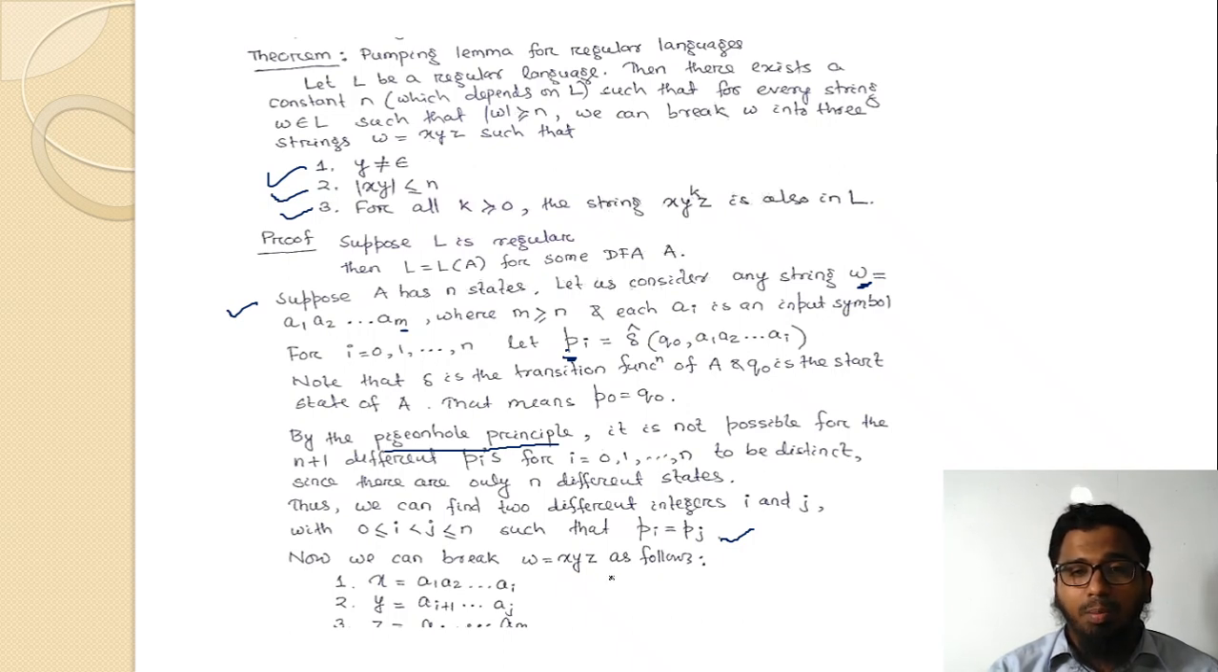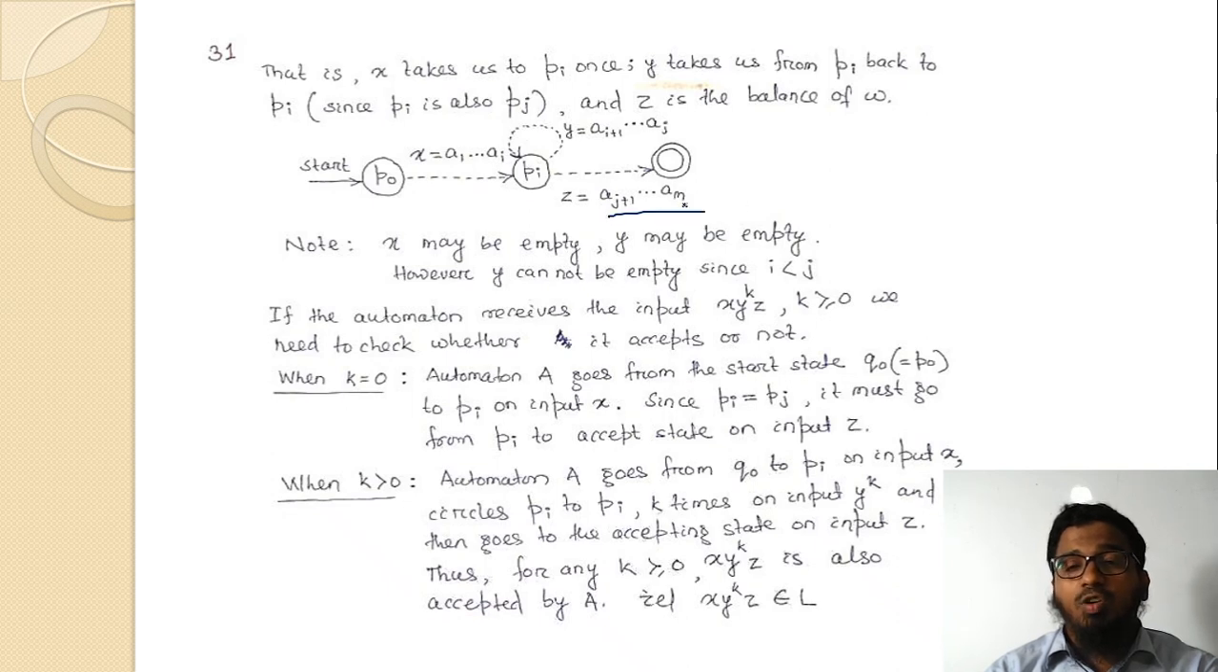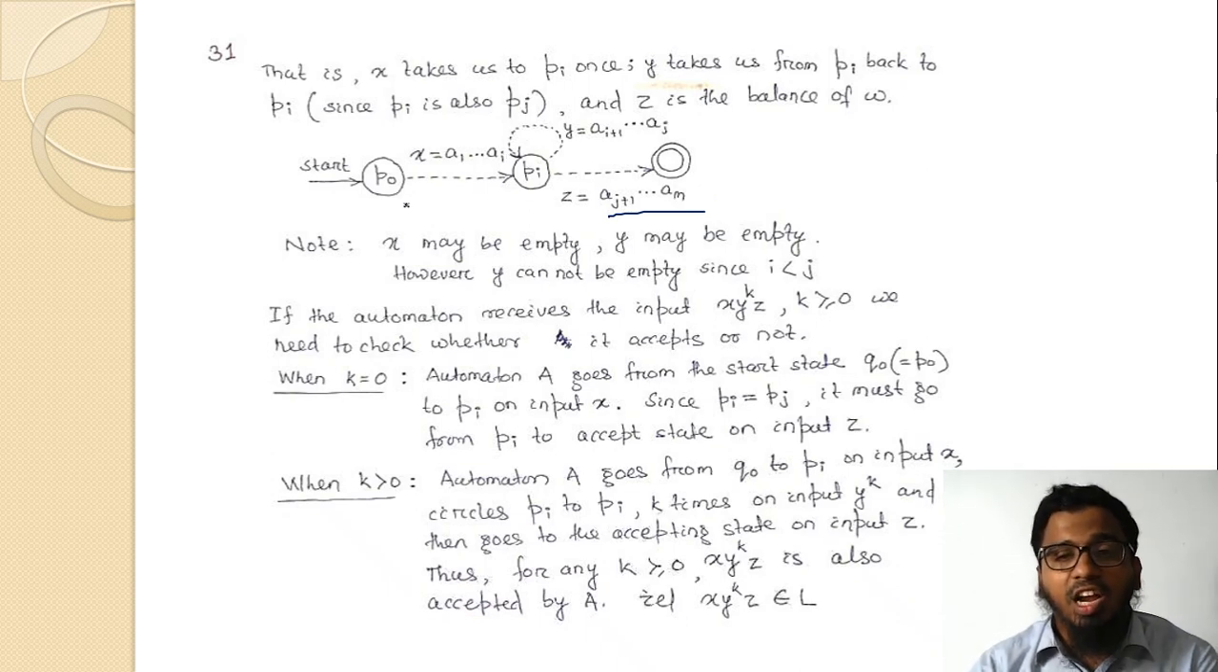Now we need to break w into xyz as follows. x is a1, a2, and so on up to ai. y is ai plus 1, and so on up to aj. And z is aj plus 1, and so on up to am. Starting from p0, x is a1 to ai, and in the self loop y is ai plus 1 to aj, and z is aj plus 1 to am.